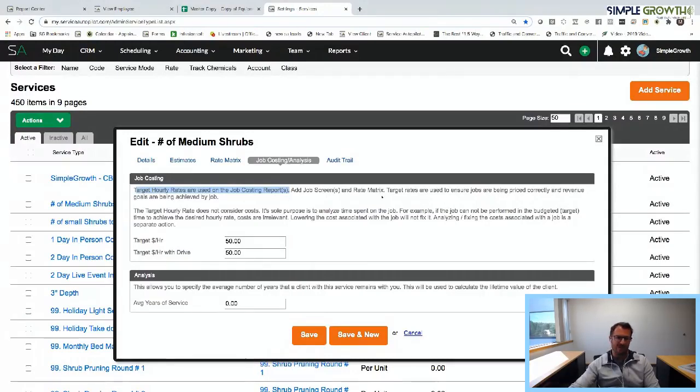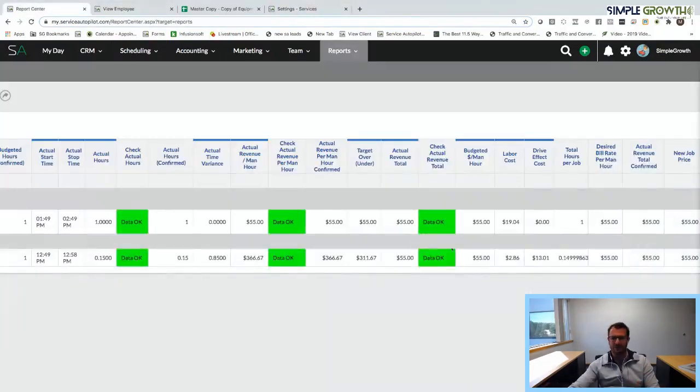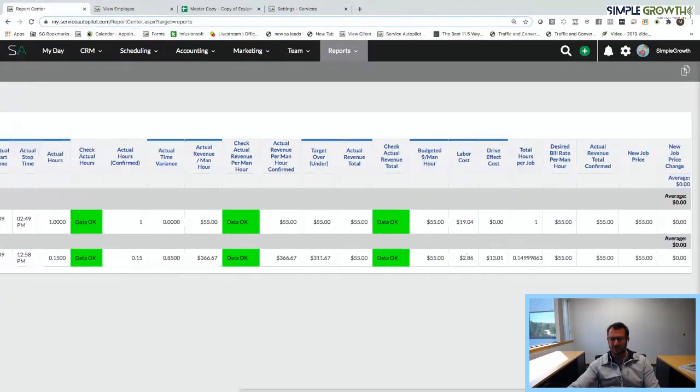So those are the key parts. In order to make it work, we definitely need the labor with labor burden on the employee. Here, we need a clock in and clock out, and that is going to give you the non-emotional data of your labor cost and your drive time effect. Now, if you don't have clock in, clock out, you will have a 0: no data in, no data out. That is the benefit of having all the different dots in Service Autopilot connected.